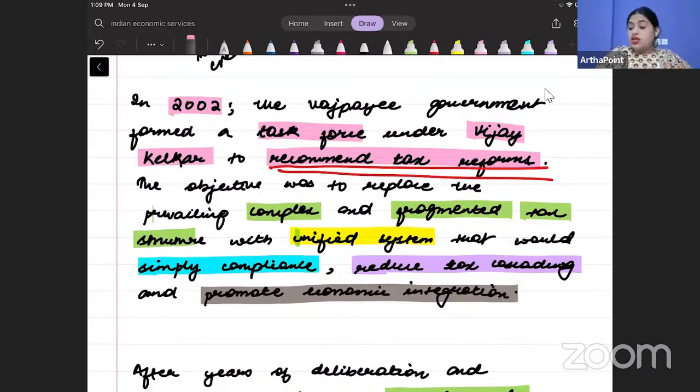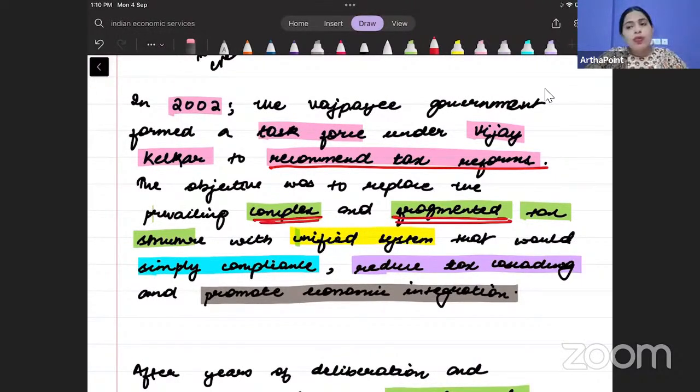Tax reforms क्यों चाहिए थे? Why were they important? Because it was felt that the tax system is complex and fragmented. ये दो keywords बहुत important हैं, complex and fragmented. What do I mean by complex and fragmented? Complex means if I have to bring one product from one state to another state, मेरे लिए ही बहुत confusion है कि मुझे कौन-कौन सा कहाँ-कहाँ tax pay करना है.